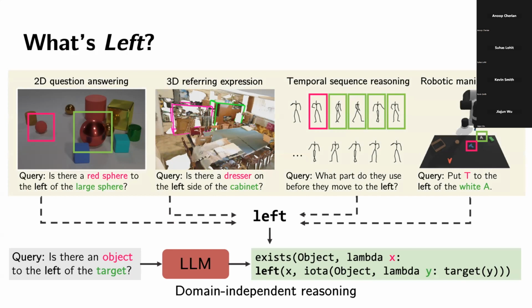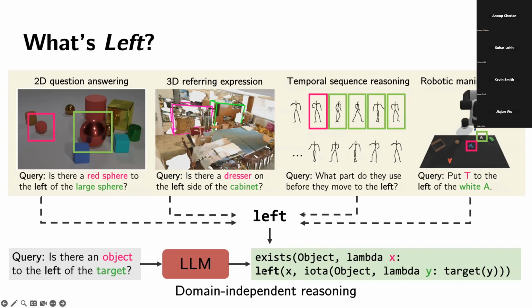Independent is the domain independent reasoning. You can actually do pretty well using first order logic. For example, I can ask you really the same form of questions in these different domains. Is there an object to the left of the target? In all these cases, the meaning of left is: you want to find an anchor object, which is the target, and you want to search among all other objects. Is there any object X which, when you combine it with the anchor object Y, satisfies the binary predicate left?